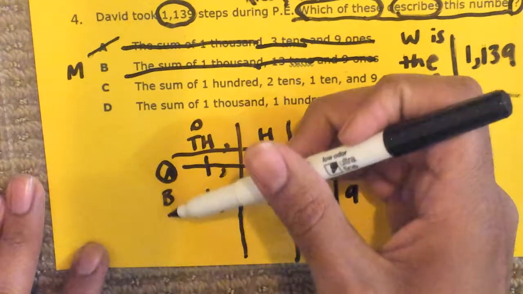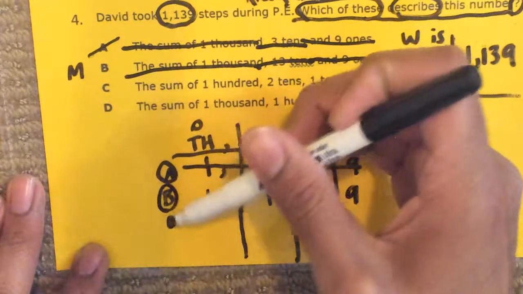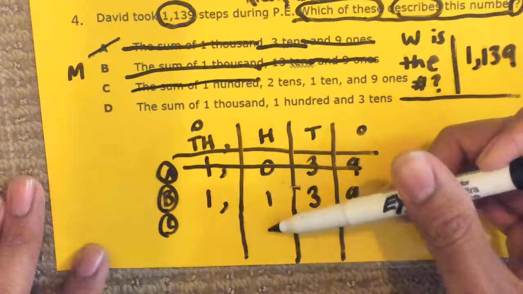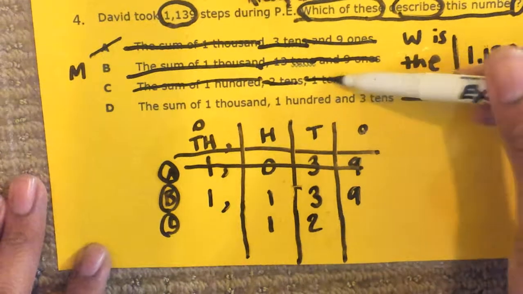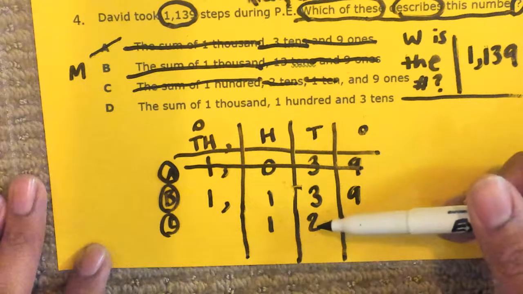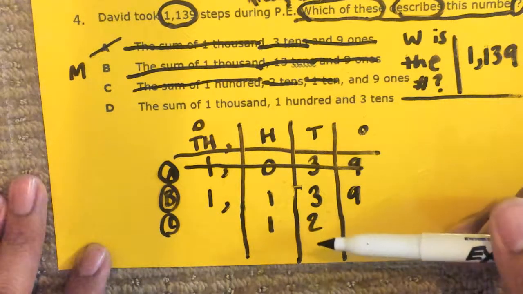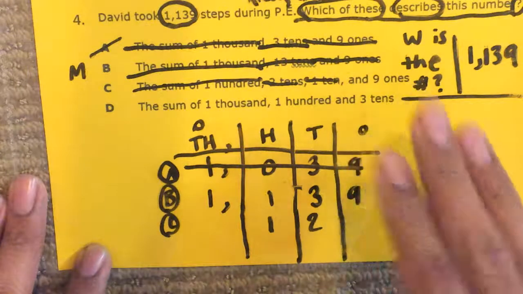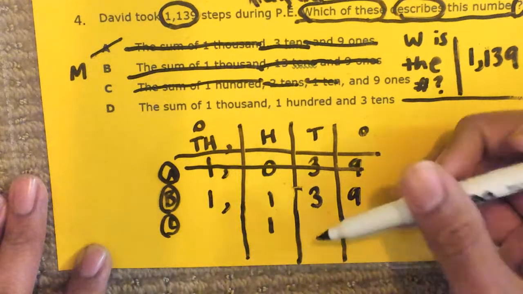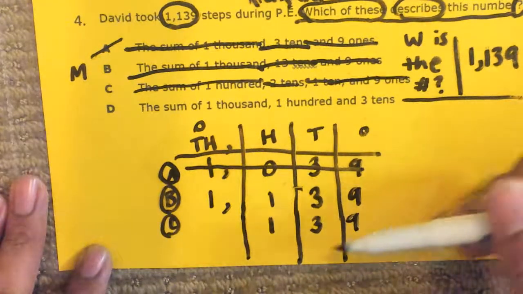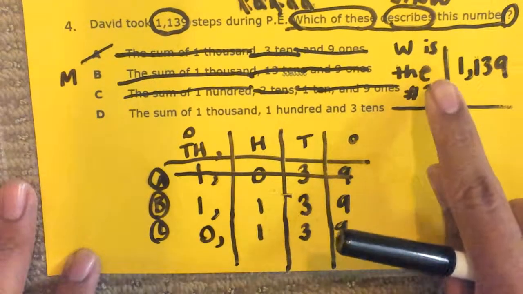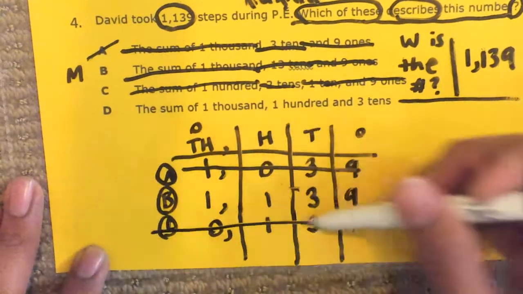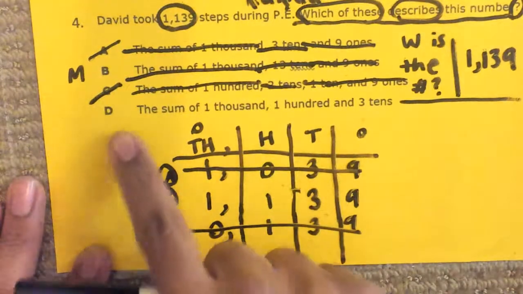The sum of 100. So I'm going to put a 1 in the hundreds, 2 tens, 2 in the tens, 1 10. If there's already a 2 and I need to put another one, 2 and 1 more make 3. So I'm just going to turn this into a 3. And 9 ones. There were no thousands there. So does 139 match with my 1,139? No. And let's move on to D.